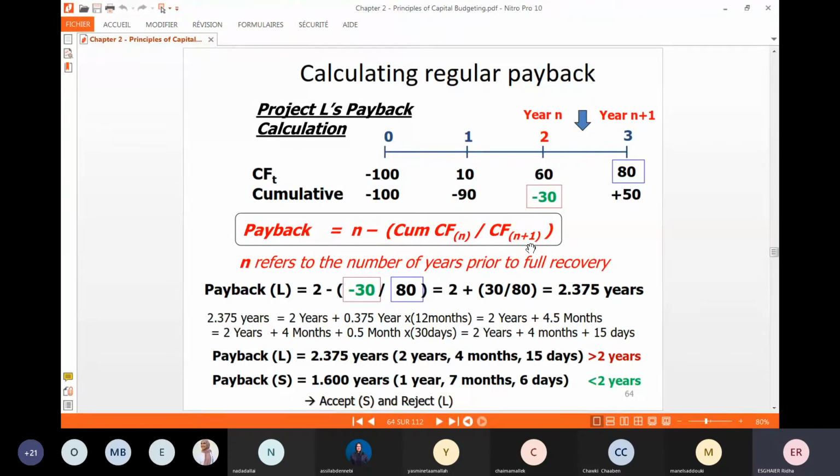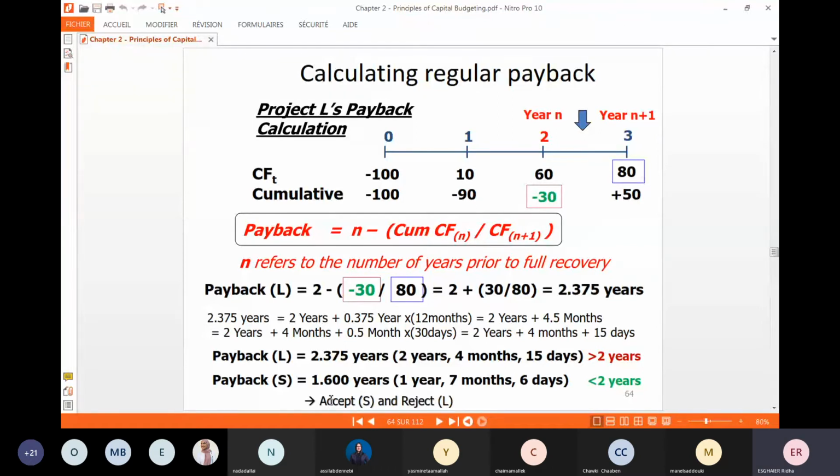So 2 minus cumulative of 2, which is minus 30, over cash flow n plus 1, which is 80, gives you 2.375 years. 2.375 years is 2 years and 0.375 years times 12 months per year, which gives you 4.5 months. 4.5 months: remove 4, you keep 0.5 months. 0.5 months times 30 days per month gives 15 days. This is how to convert years into years, months and days. So the payback of the project L is 2 years, 4 months, 15 days.